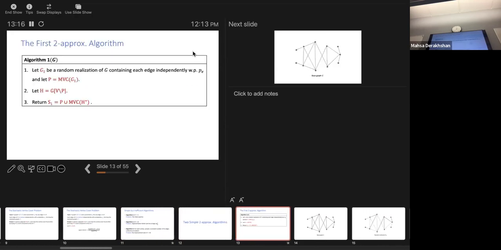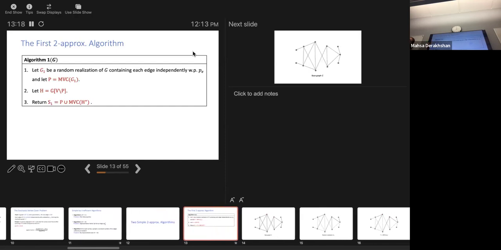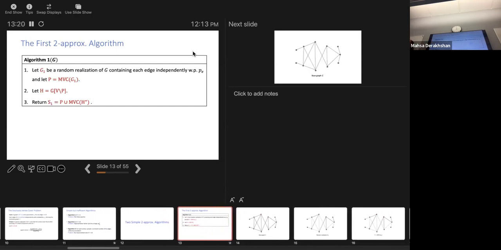Okay, the first algorithm. What we are going to do is first draw a random realization of our graph, which contains each edge with probability P sub E independently. So G1 comes from the same distribution as G star, right? But it's just something I hallucinate. Why does it come from the same distribution as G star? Because they both contain any edge of G independently with probability P sub E, right?